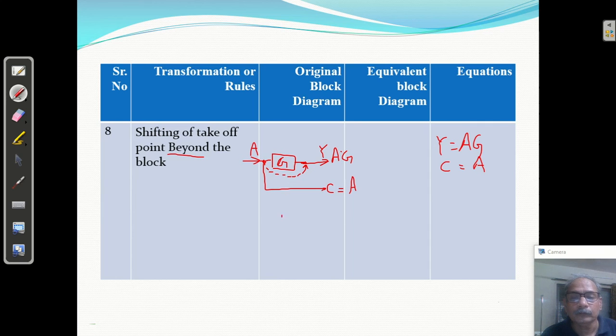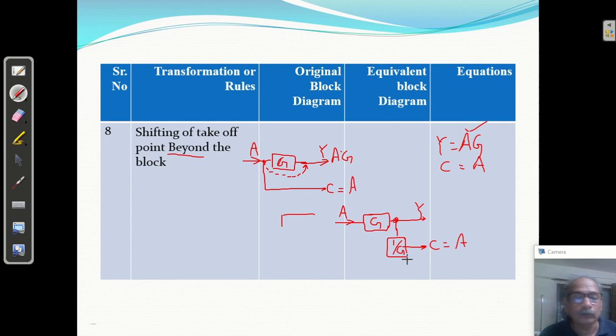Now, if you want to shift this takeoff point from here to here, what will happen? This is G, this is A, and Y equal to A into G. This is satisfied, no problem. I want C here, C equal to A. Clear? And I want to shift from here to here, so taking the output from here, the output is A into G, and I want A only, so we will divide by 1/G. If you are shifting the takeoff point beyond the block, we have to divide by the gain of the system.